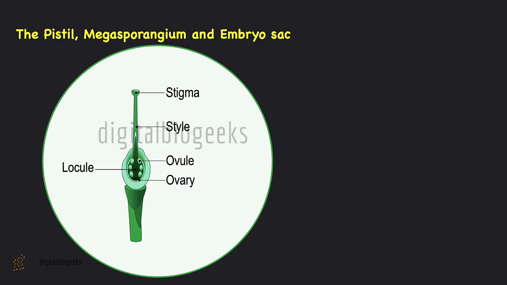This whole area is called a pistil. Pistil consists of stigma, style, and ovary. But gynoecium is the collection of all female reproductive system. That means gynoecium may contain a single pistil or many pistils. When there is only one pistil, it is called monocarpellary.